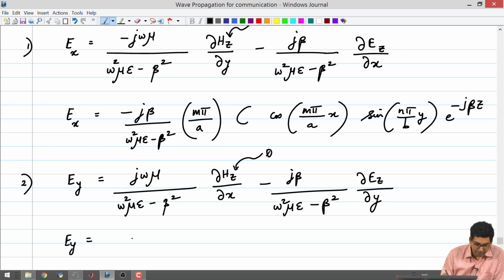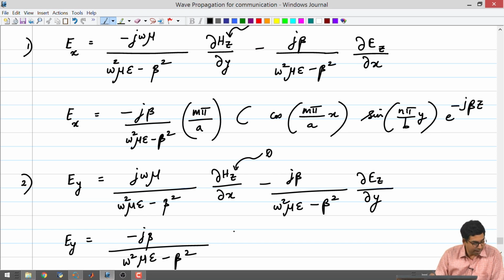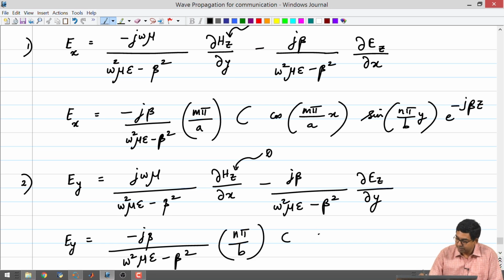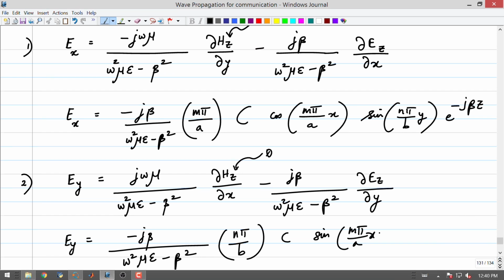So, it will look like minus j beta divided by omega square mu epsilon minus beta square multiplied by n pi by b multiplied with a constant C. So, I will have sine of m pi by a times x, and then I will have cosine of n pi by b times y, e to the minus j beta z.